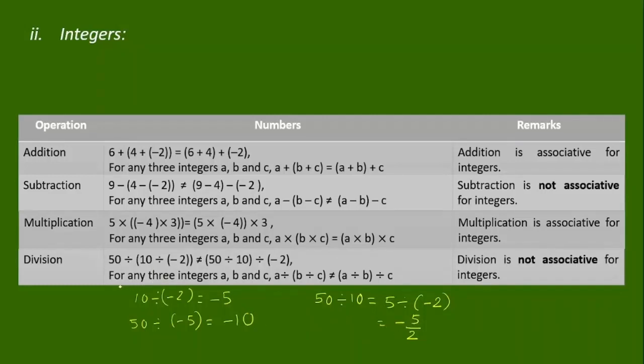So we can see that for any three integers a, b and c, a divided by (b divided by c) is not equal to (a divided by b) divided by c. So division is not associative for integers. So finally we conclude that for integers, addition operation is associative, multiplication operation is also associative, but subtraction and division operations are not associative. This is similar to the whole numbers.